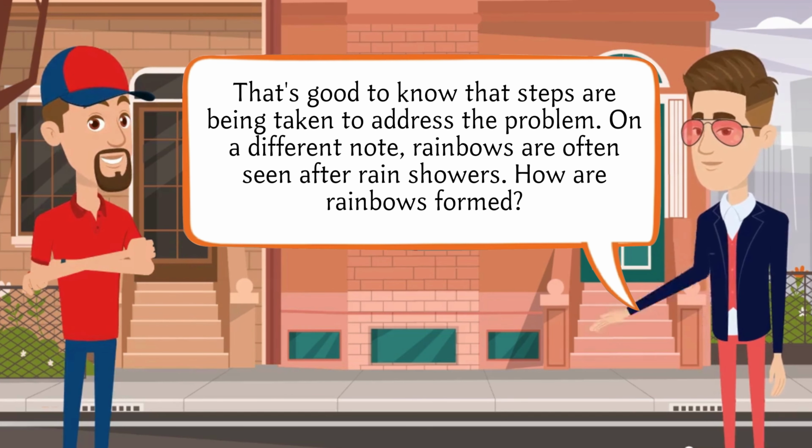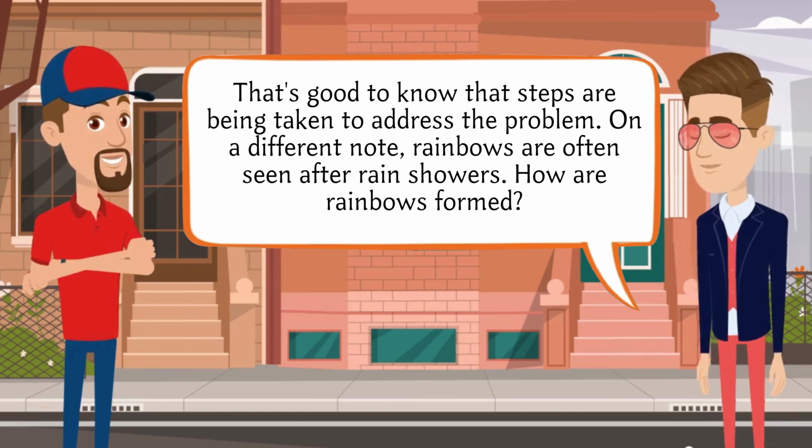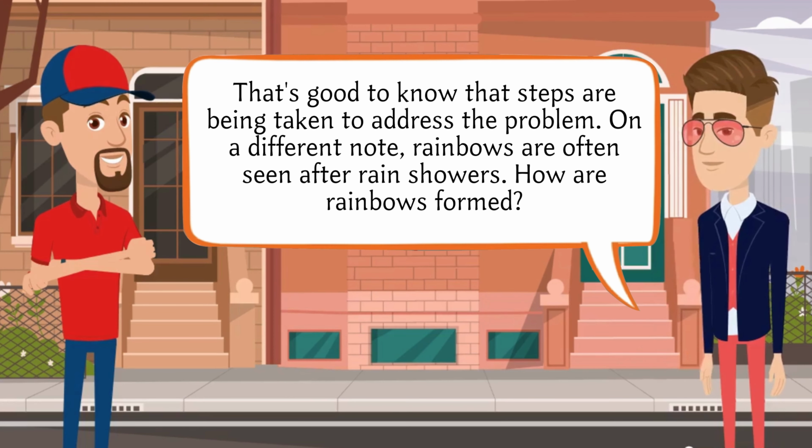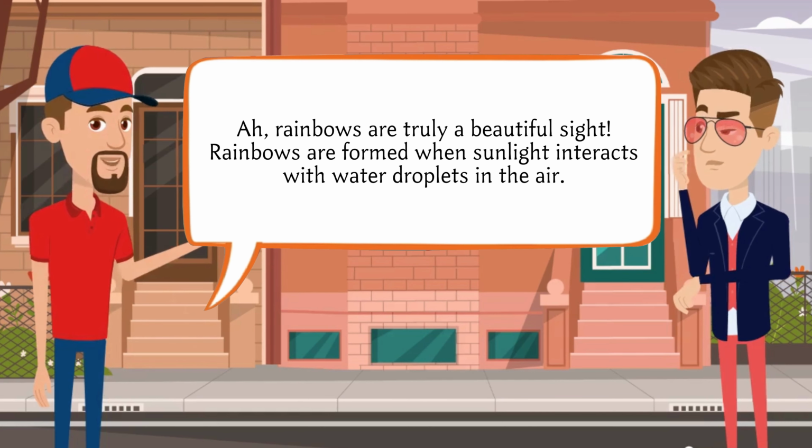On a different note, rainbows are often seen after rain showers. How are rainbows formed? Rainbows are truly a beautiful sight. Rainbows are formed when sunlight interacts with water droplets in the air.